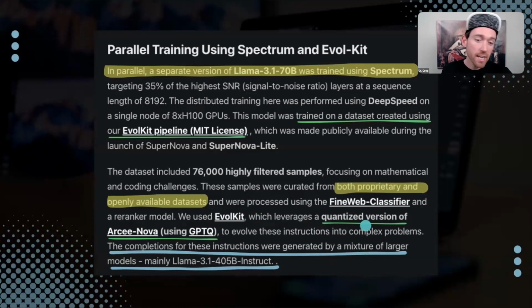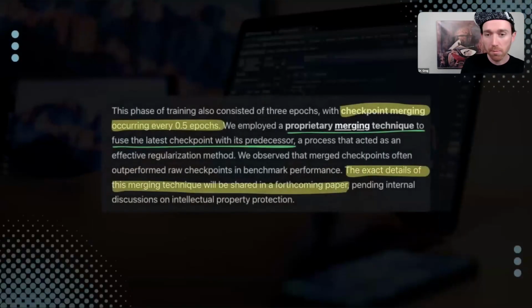And they used a quantized version using GPTQ. If you want to know about quantization and different techniques for that, as well as SDG, that is something that we cover in the next course. The completions for these instructions were generated by a mixture of large models. So they gave it instructions, and then they said, yo, big guy, can you complete these? This wasn't even in the distillation process. This was in the next fine-tuning process. So you guys tracking? Let's keep going.